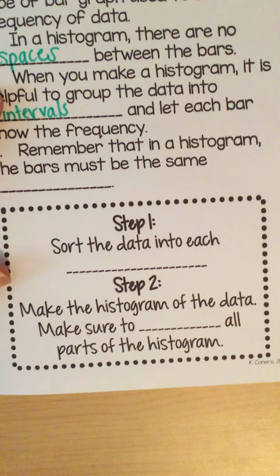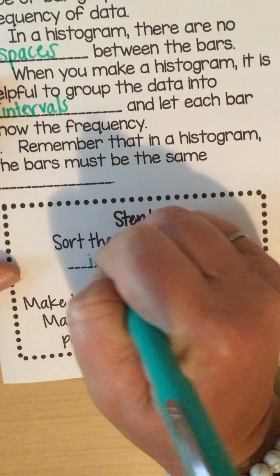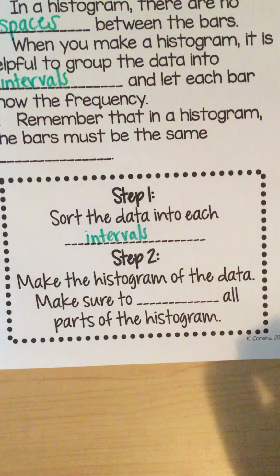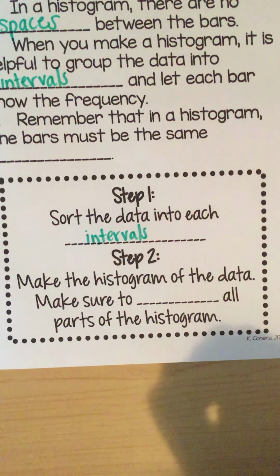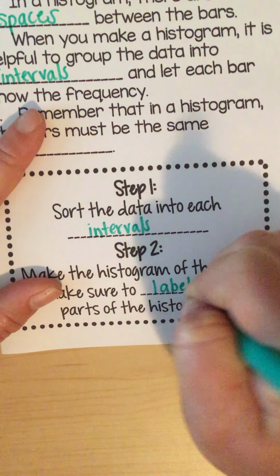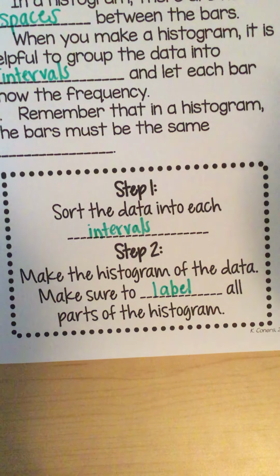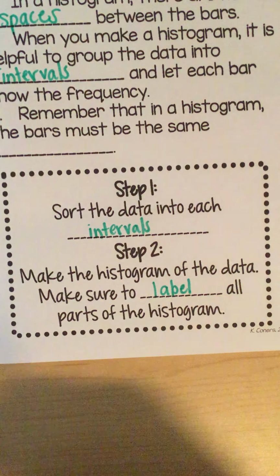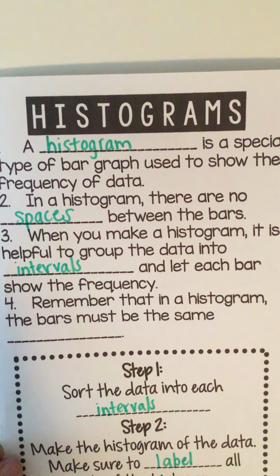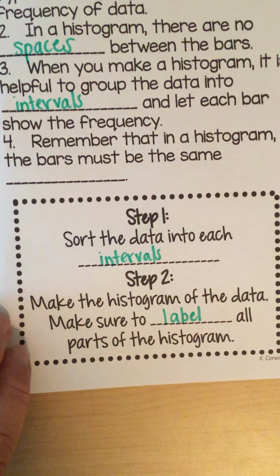Step 1 says sort the data into intervals. And then step 2 says make the histogram of the data. Make sure to label all parts of the histogram. All right, we are going to do an example in the same video. So again, this is your notes, and then we're going to do an example of how to do a histogram.